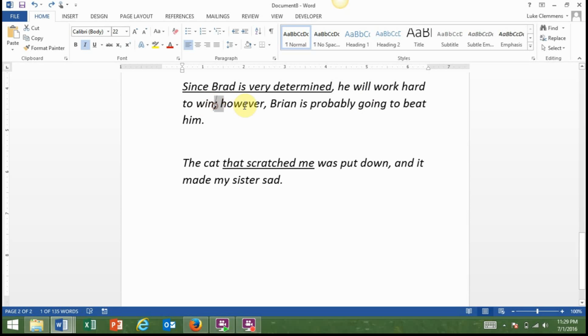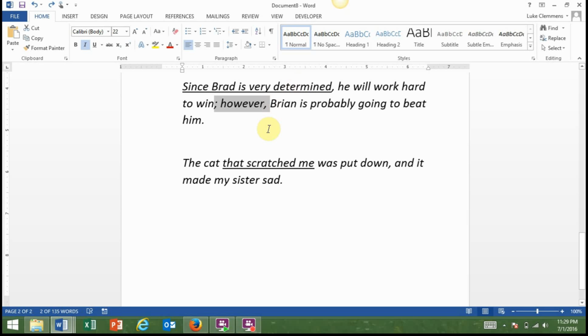However, now this is a new way of connecting two independent clauses. Semicolon, conjunctive adverb, words like however, therefore, thus, also, or even phrases like on the other hand all work as conjunctive adverbs. Okay, so we can use the conjunctive adverb to connect two independent clauses. He will work hard to win, however, Brian is probably going to beat him. Okay, again, two independent clauses plus a subordinate clause, at least one subordinate clause, and we have a compound complex sentence.